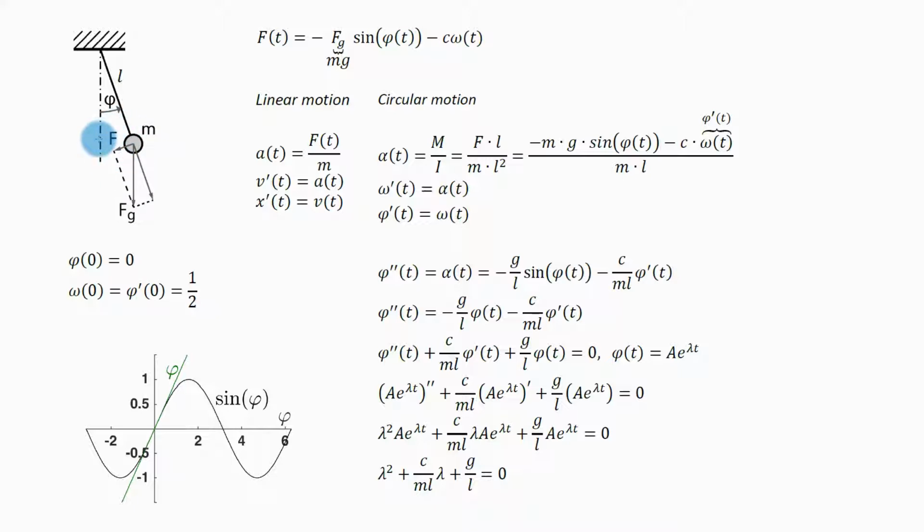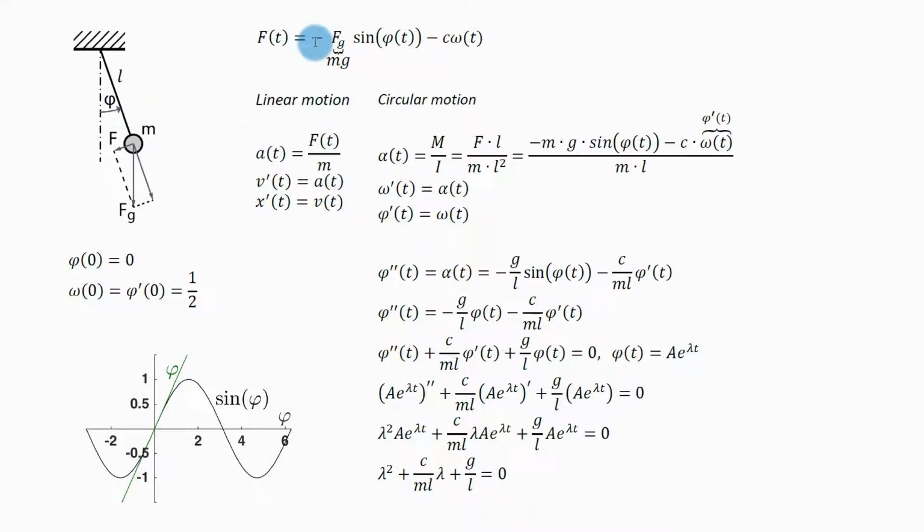To do that I need to realize that this angle is the same as this angle, and that means that I can express this force as minus the gravity force times the sine of angle phi, the sine of this angle. This minus comes from the fact that the orientation of this force is opposite to the orientation of this angle.